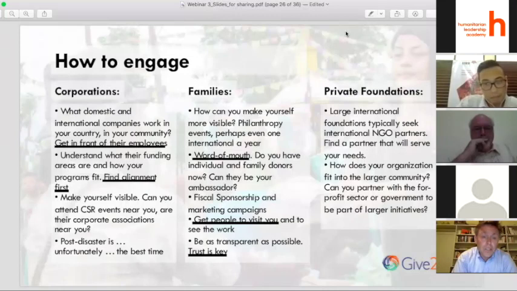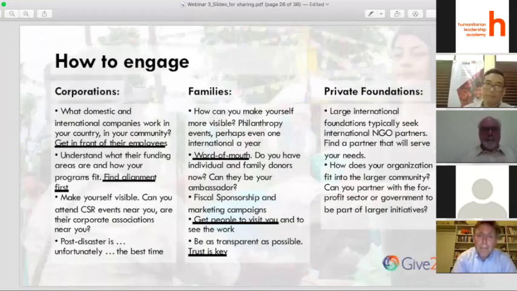For corporations, I would say, think about who is in your country, who may even be in your community, and how can you get in front of their employees, the local employees of larger international companies, as well as companies that are domestic to you, have a great deal of influence, probably more influence than you realize, in helping to identify local CSR and philanthropy partners. The other piece is to really understand what the company funds, so that you understand how your programs might fit in.